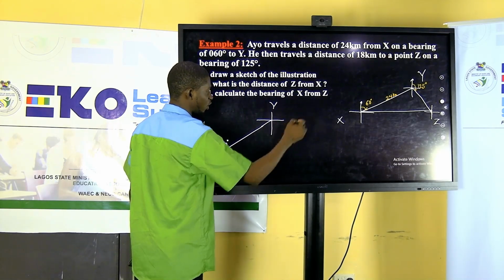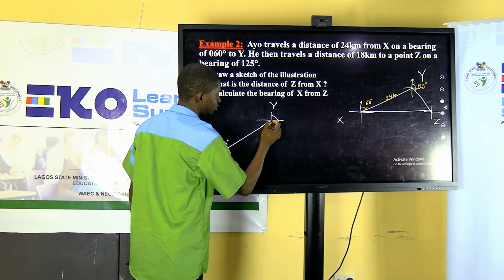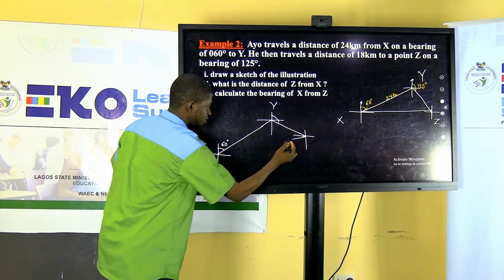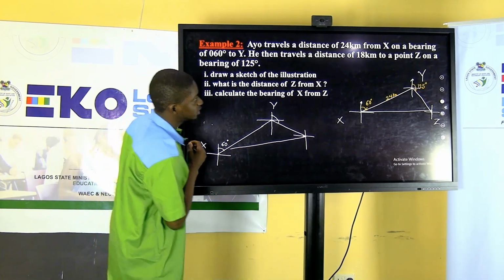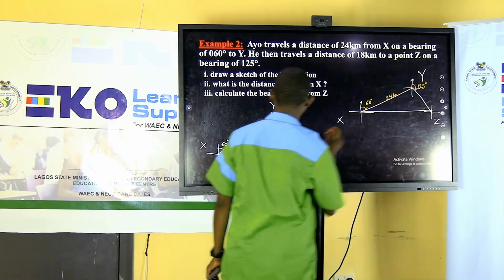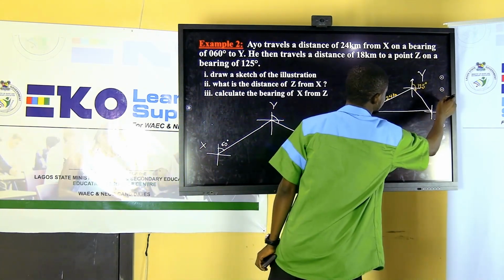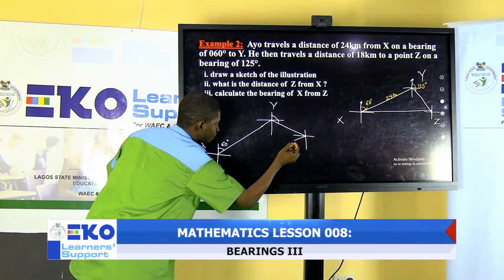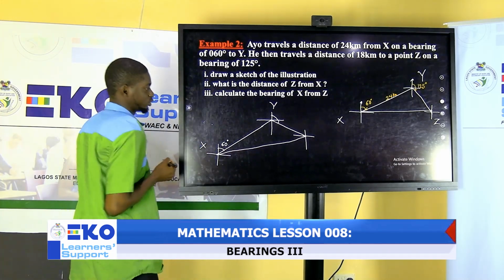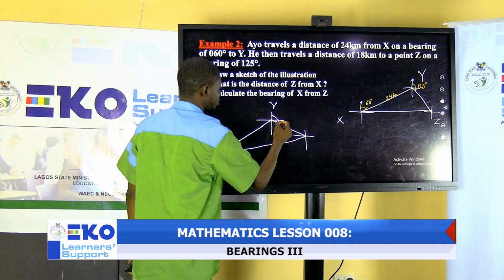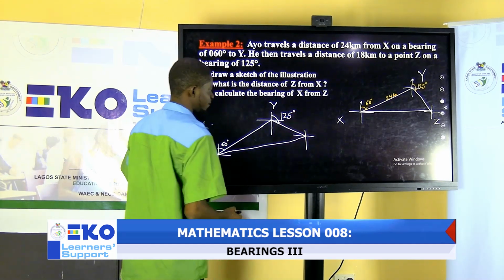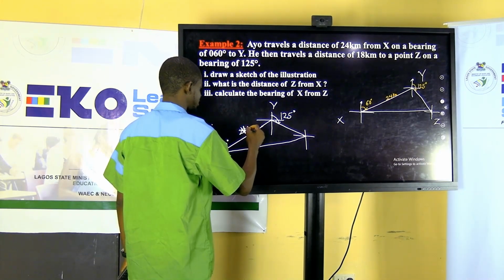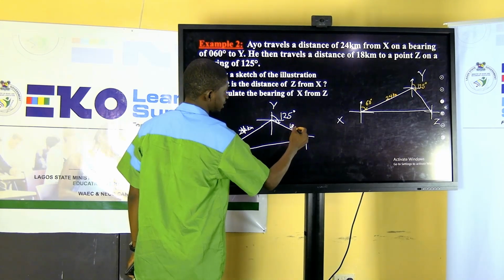And on Y, we have a movement of 125, which is this. So from here down, maybe I should start from here. Good. So now this is 125 degrees. Remember, this is 24 kilometers. This is 18 kilometers.